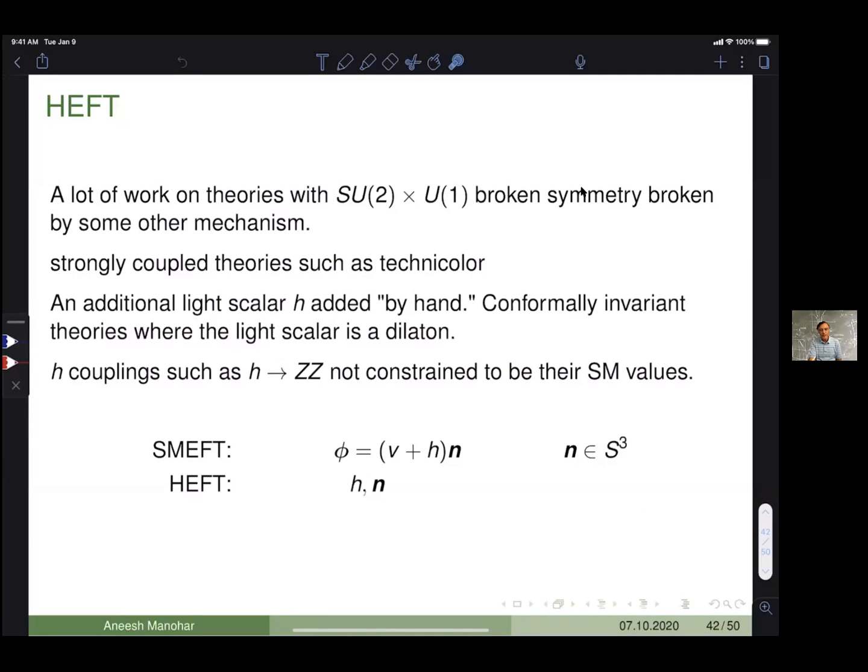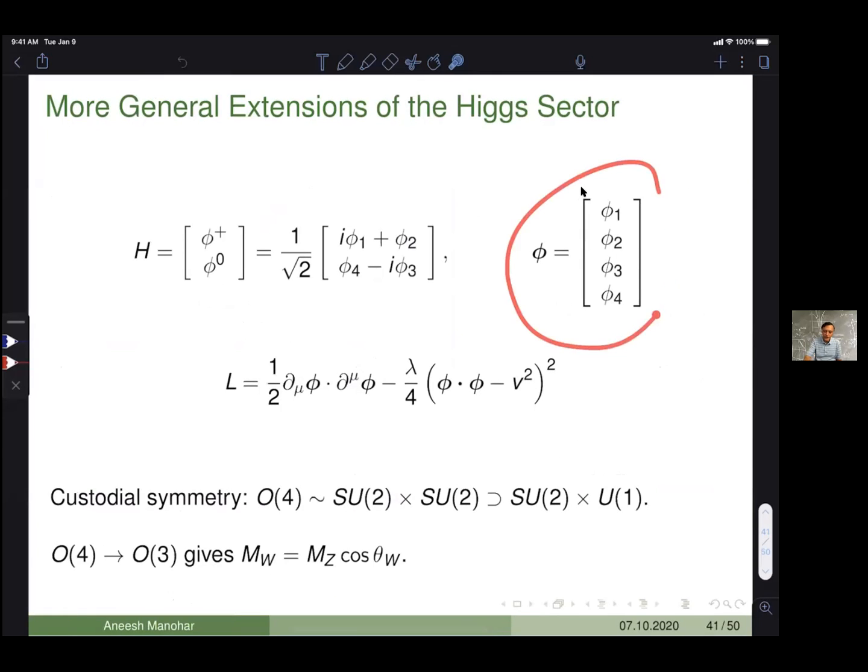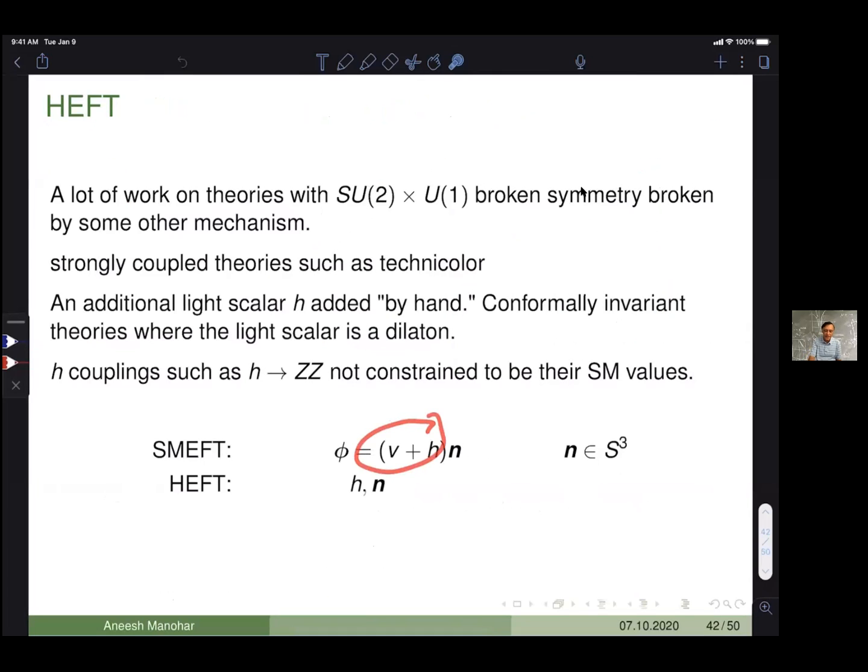just the difference between the two in some schematic way is that in the Higgs effective theory, we have the Higgs particle, and I'll call this a vector n, which are the Goldstone bosons of the interaction. And in the standard model effective theory, what you do is you take this four-component field and write it as a magnitude, which is v plus h, and a direction n. So this n here and this n are the same. But in the standard model effective theory, the radial direction has a very precise form connected with the magnitude of that four vector. Whereas in the Higgs effective theory, you kind of peel off the radius and treat it like an independent variable.